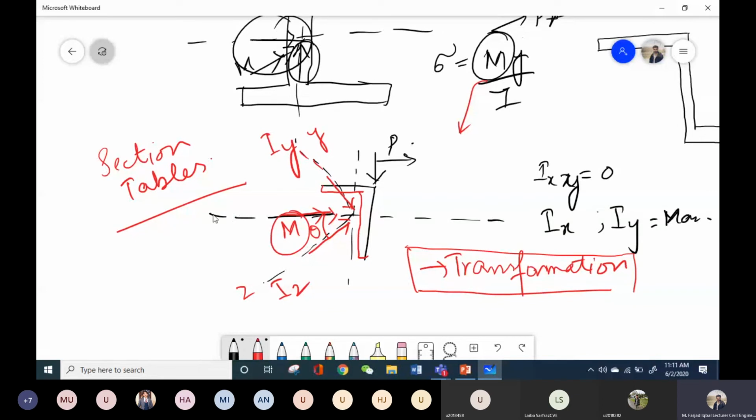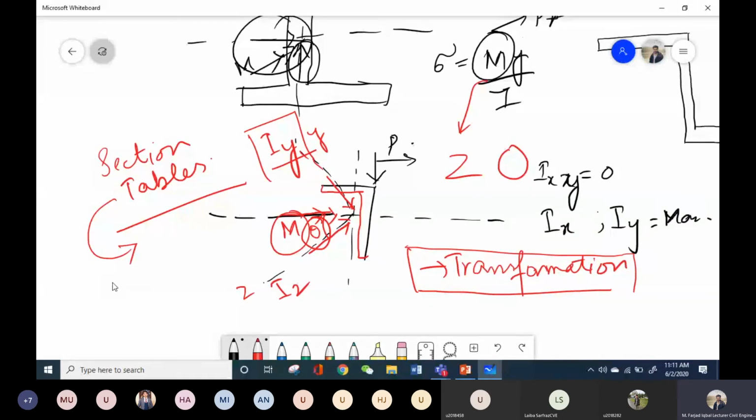Actually, they have already applied this transformation equation on every type of section, be it the L section or the Z section, or let's say even the circular section. So for any type of section, we have these section tables, and in this section table, we are given the moment of inertia on the principal axis and also the orientation of this principal axis with respect to the horizontal axis. So using that section table, we can calculate directly the value of the principal axis and the orientation.